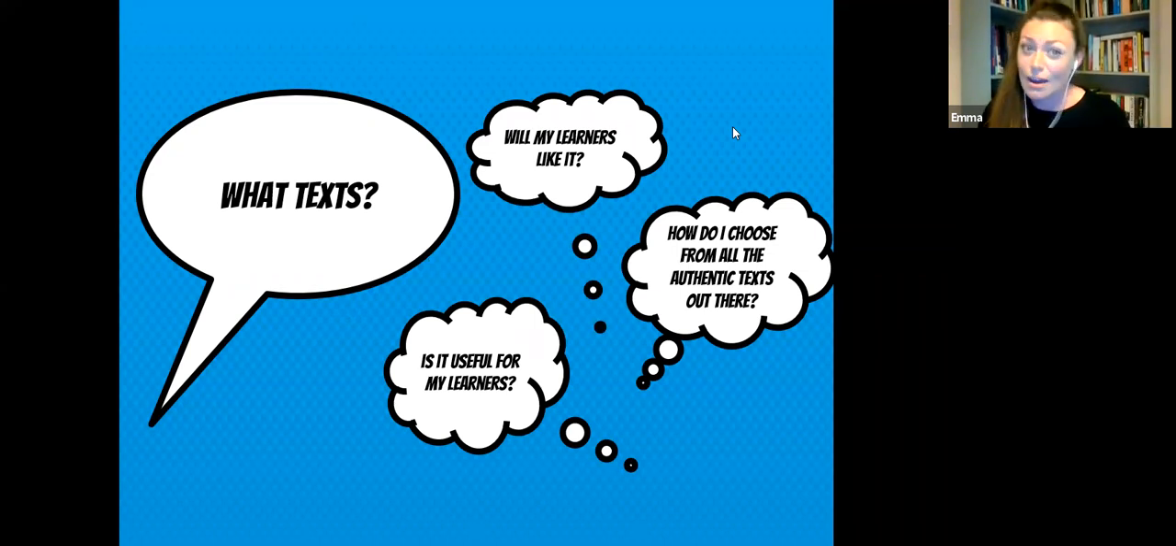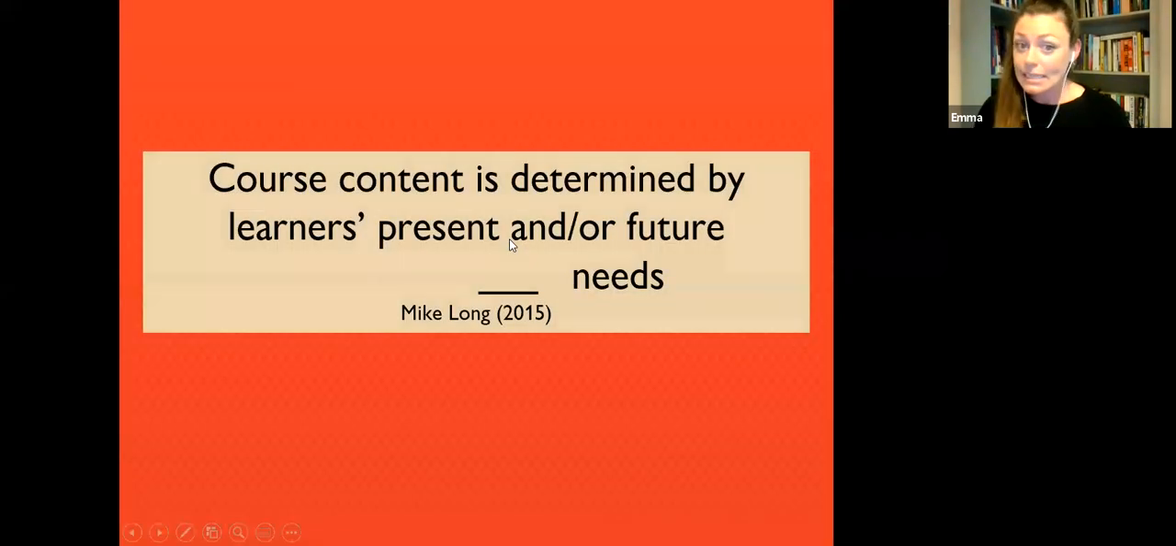Not just, I think they're going to like it. That's not really going to cut it at the assessment level. Or, I really like it, or everybody likes this, don't they? So we want to be a little bit more considered in our rationale. So one technique that we can use, yeah, very good, Peter, is needs analysis.